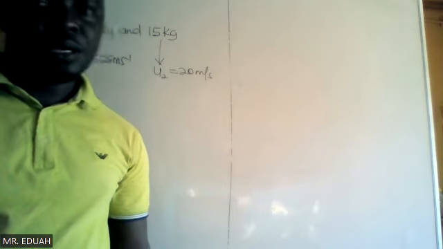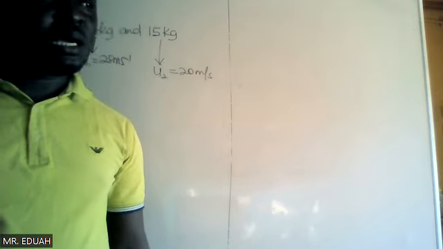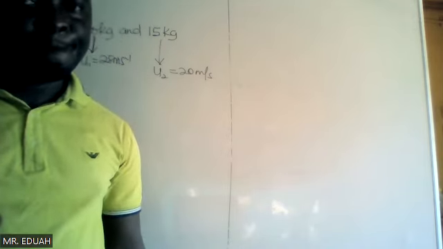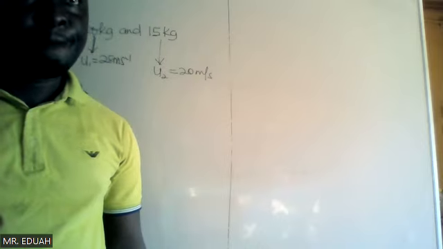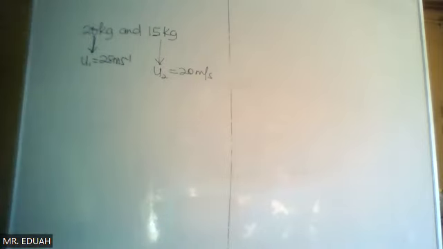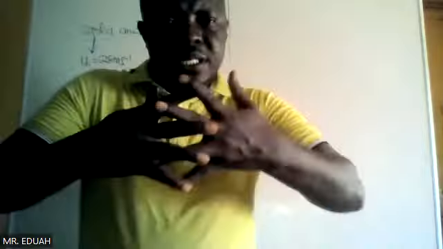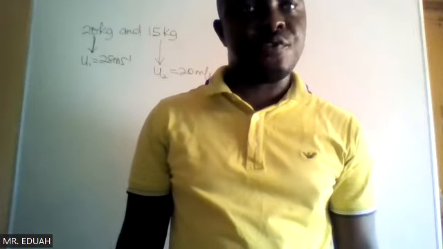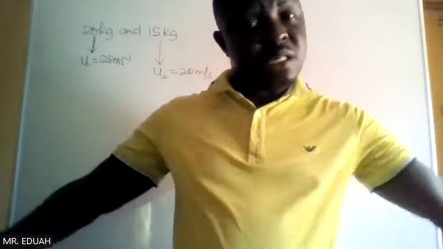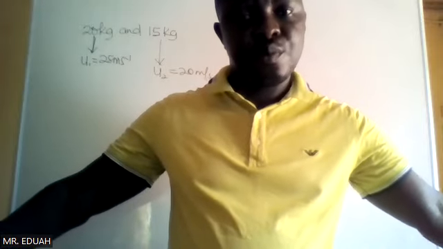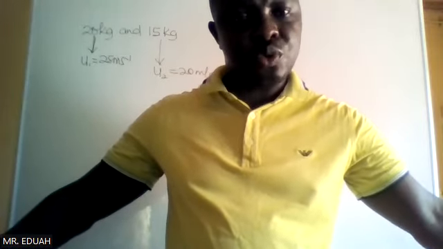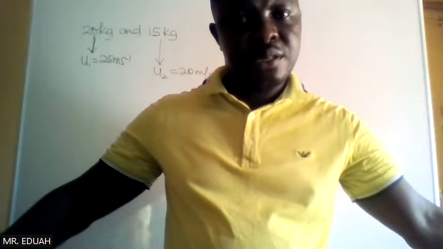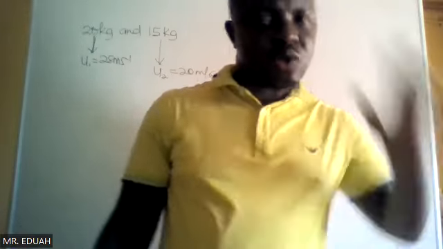Sir, please, is it perfectly elastic collision? Come again. Is it perfectly elastic collision? The two bodies joined after collision. Perfectly inelastic. Perfectly inelastic collision, where the coefficient of restitution is equal to what? Zero. Is equal to 0.